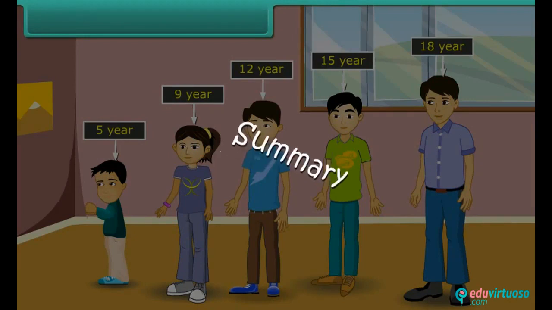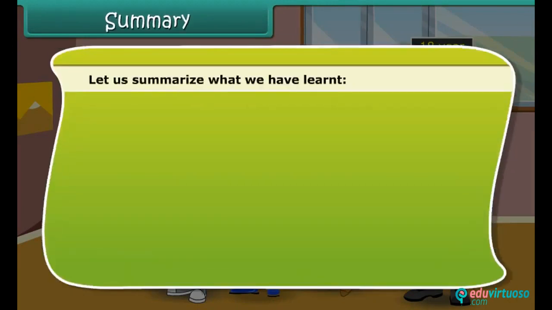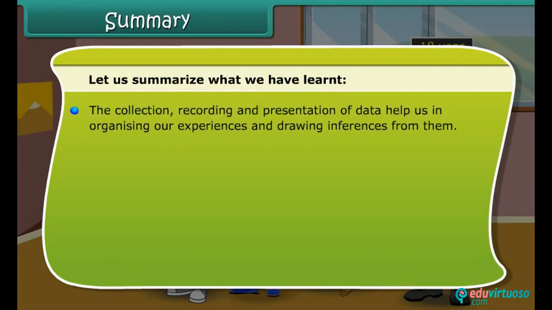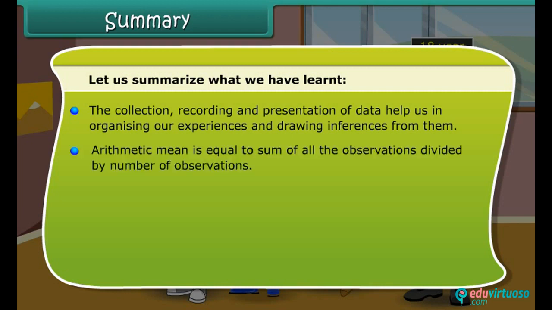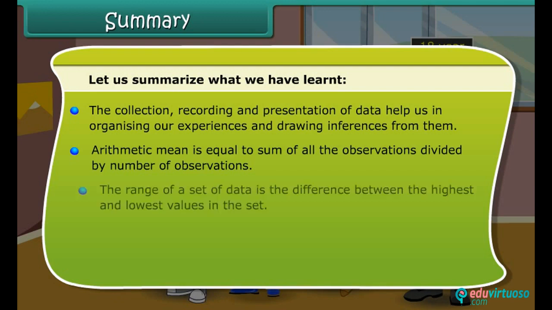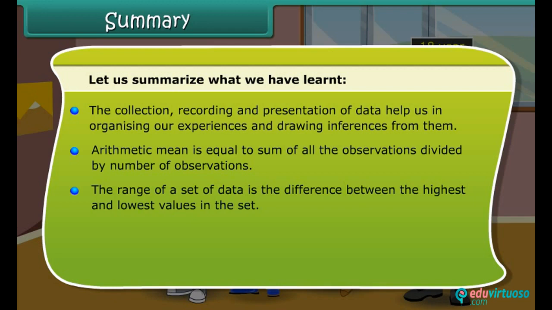Summary. Let us summarize what we have learned. The collection, recording, and presentation of data help us in organizing our experiences and drawing inferences from them. Arithmetic mean is equal to the sum of all the observations divided by number of observations. The range of a set of data is the difference between the highest and lowest values in the set. The mode is simply the number which appears most often.